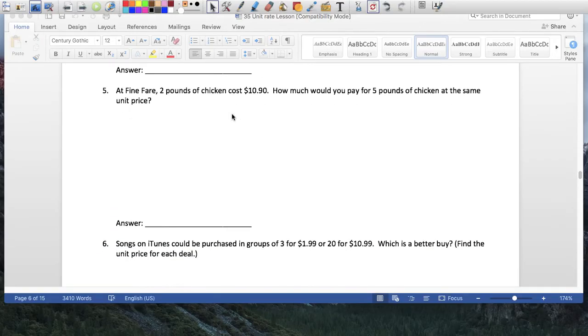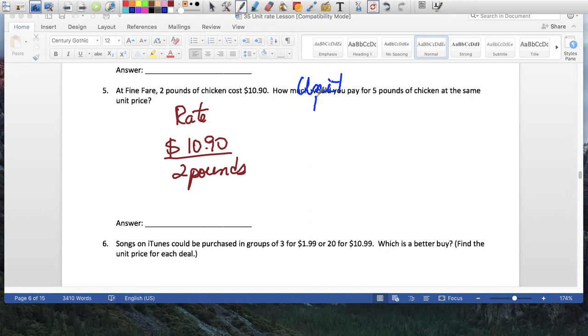Number 5. So it says here that 2 pounds of chicken cost $10.90. How much would you pay for 5 pounds of chicken? So again, the first thing we write is the rate. And the rate here says that it's $10.90 for 2 pounds of chicken. And I'd like you to find the unit rate. So the unit rate obviously has 1 at the denominator, so we're talking about 1 pound of chicken.